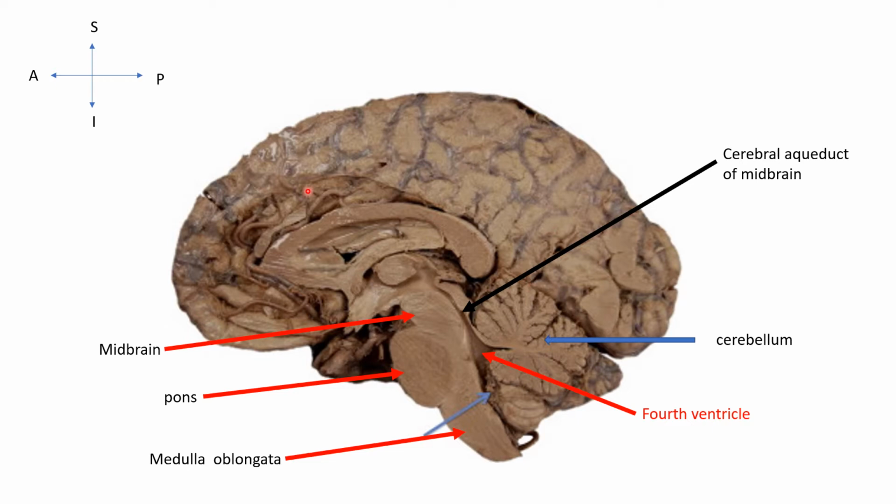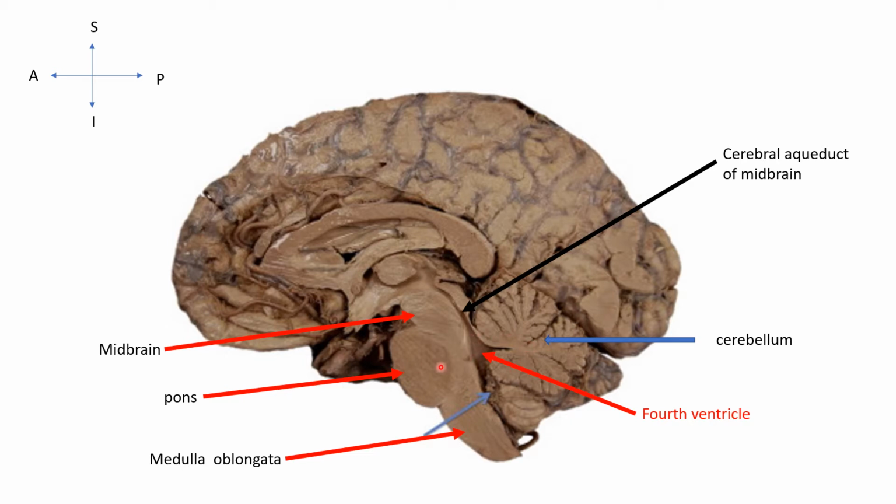Superiorly is the cerebral hemisphere, and this is the corpus callosum, and you can see this is the cavity. This cavity is the third ventricle. Here you can see this is the midbrain, and this is the pons, and this is the medulla oblongata, and posterior to this, you can see this is the cerebellum.